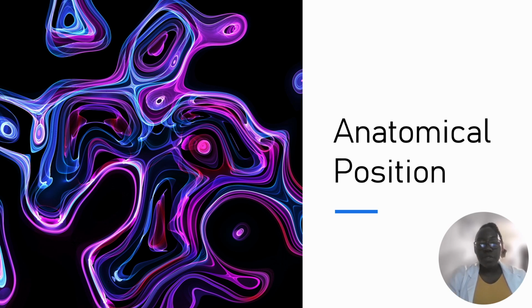Hi, in this video, we're going to talk about the anatomical position. Anatomical position is a position of the body where it is easier for a professional to localize parts of the body. It is a way to position the body and to localize different organs.